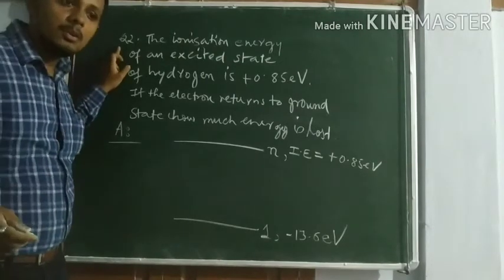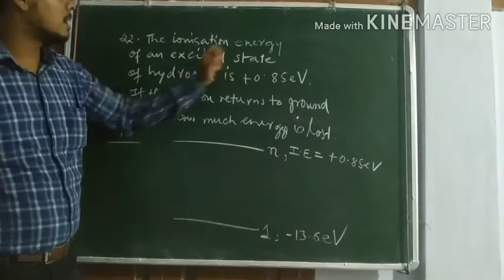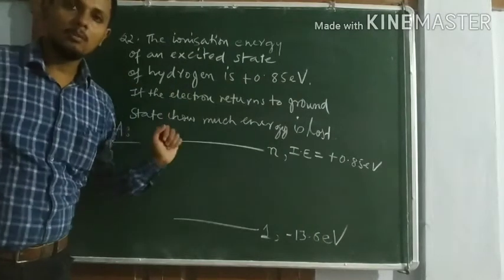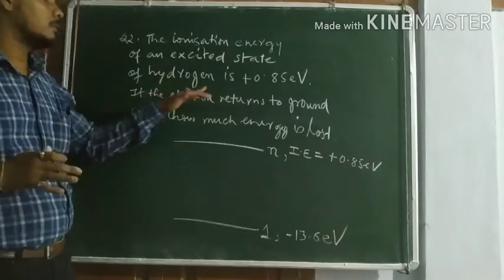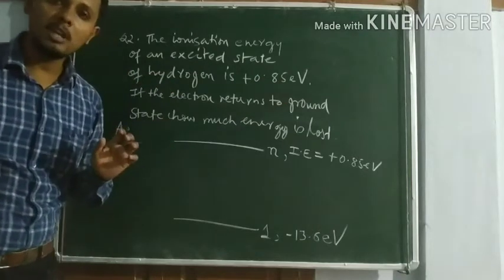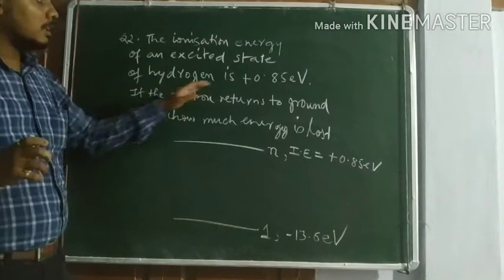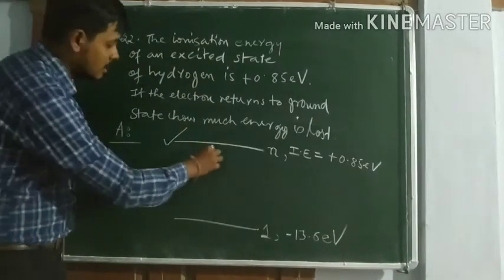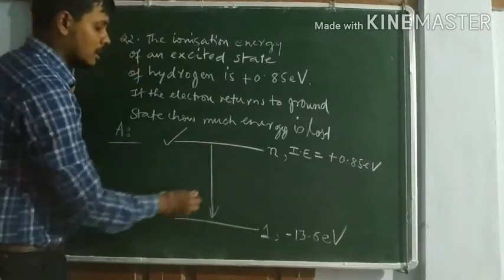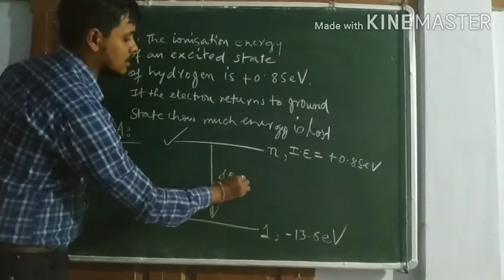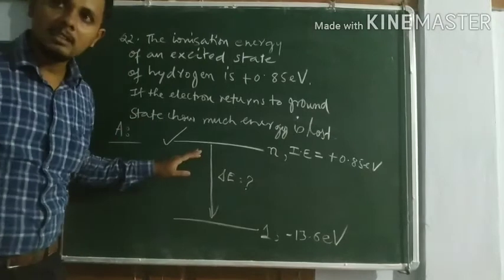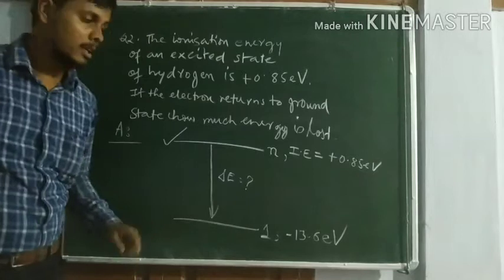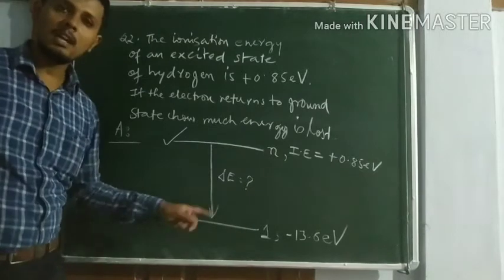In question number 2, it is given that the ionization energy of an excited state of hydrogen is plus 0.85 electron volt. So I have an excited state of hydrogen where the ionization energy is plus 0.85 electron volts. So if the electron returns from that excited state to the ground state, then how much energy is lost? The electron is in an excited state with ionization energy plus 0.85 electron volt, so if the electron returns to the ground state, what will its energy change be?